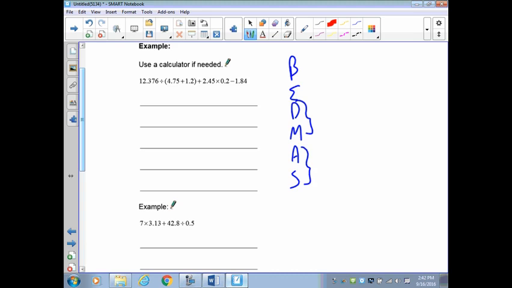So taking a look at my question, I've got a plus inside of brackets. So this is the first thing you're going to do. We're going to keep the 12.376. That's not going anywhere because we haven't done it yet. So 12.376 divided by, now 4.75 plus 1.2 gives us 5.95. And you can use your calculator to get that. Now, copy out the rest of it.